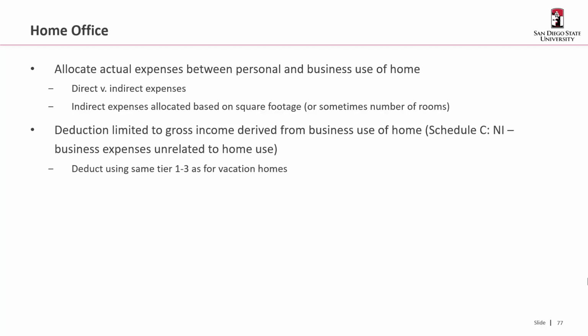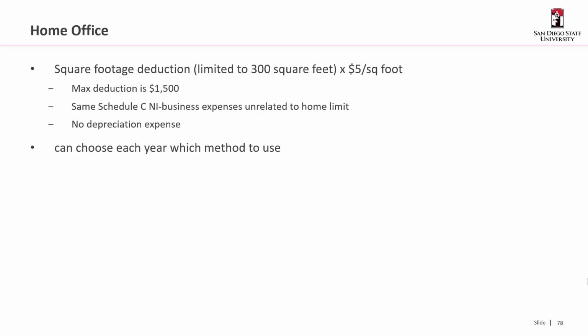The deduction is limited to the gross income derived from the business. So again, if you look at Schedule C, it has you calculate the net profit before the home office, knowing that the home office is going to be limited to whatever that amount is. You organize your expenses in the same tiers 1 through 3 as we did for vacation homes.